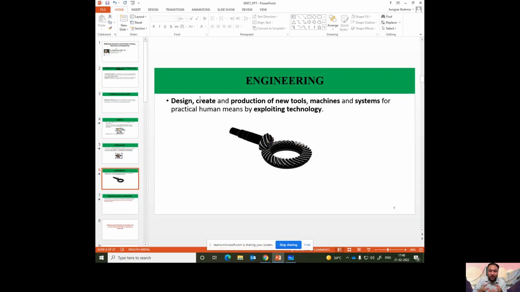So we have to design, we have to create, right? Or we have to produce some new tools. It may be machines, right? And maybe systems. Why? For the purpose of the society. So this is the difference between science, technology, and engineering. Now, our aim was that differential equation and its role in science, technology, and engineering.